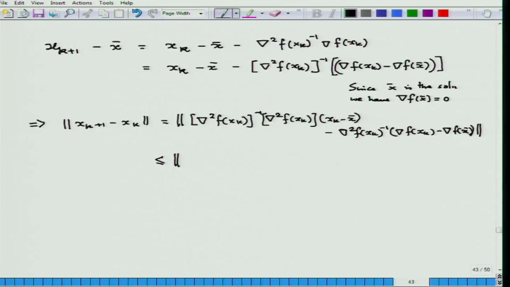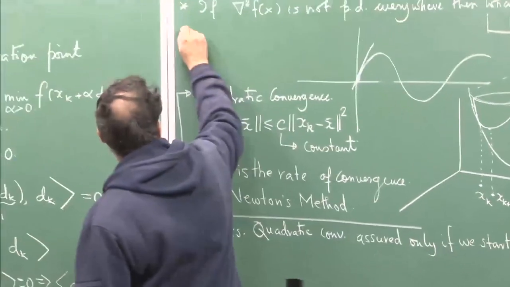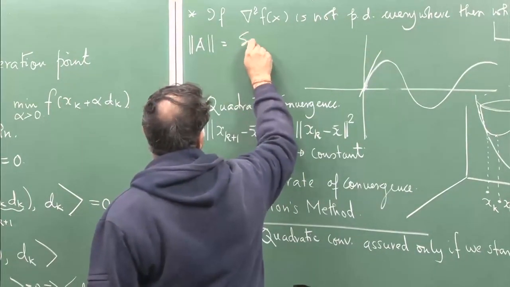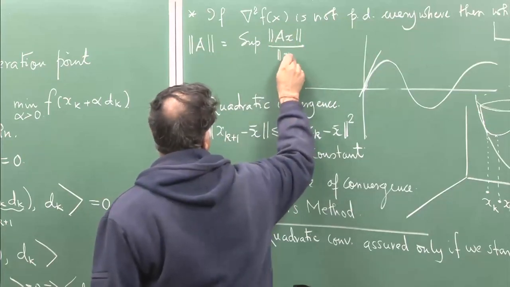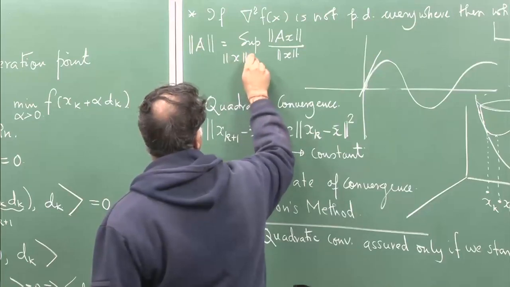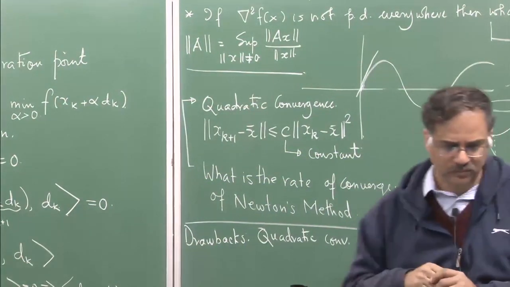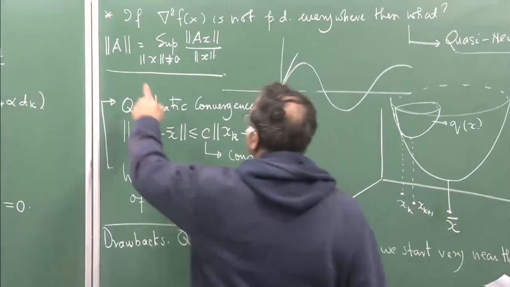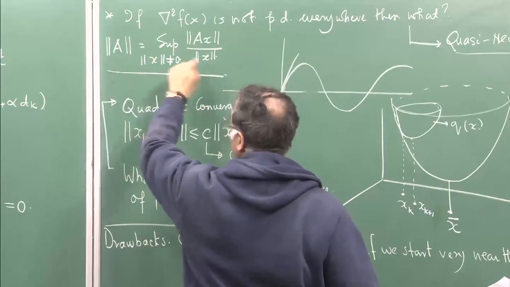Those who do not know about the operator norm, please do not get into a fix. I would just like to tell you that the norm of a matrix A, a symmetric n cross n matrix here in fact, is given as the supremum of norm of A x by norm of x, when norm of x is not equal to 0. That is called the operator norm of the matrix. From this definition you will see that each of these ratios is less than or equal to norm of A. So, norm of A x is less than or equal to norm of A into norm of x.